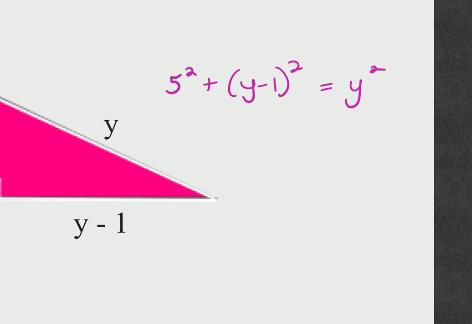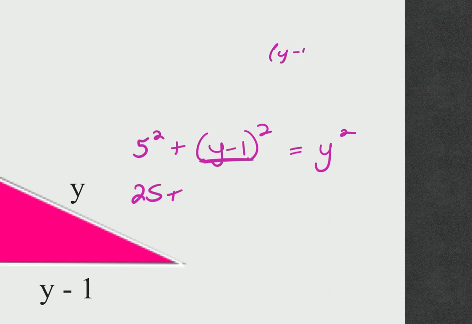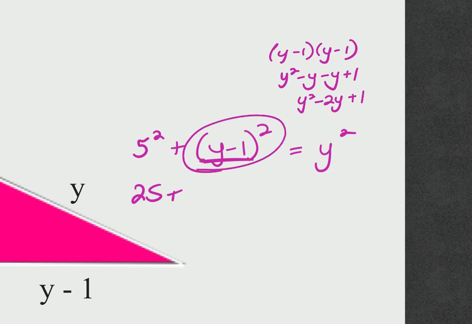And then you have to square the 5, obviously. You have to expand and FOIL this. We do not distribute the exponent here. So this is y minus 1 times y minus 1. Algebra skills. Y squared minus 2y plus 1. That replaces this whole thing. It's expanded, that's all.